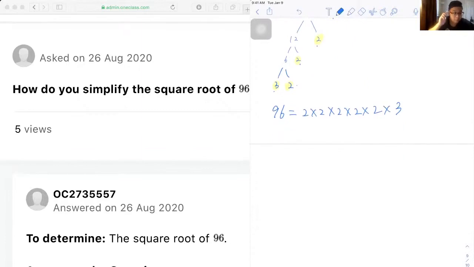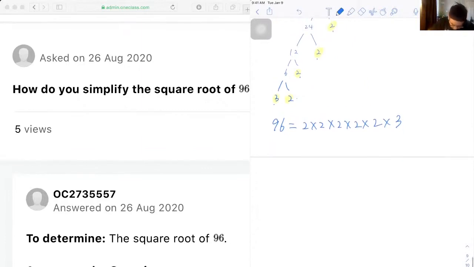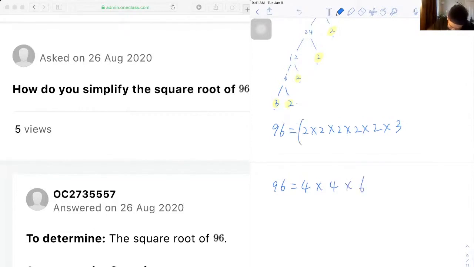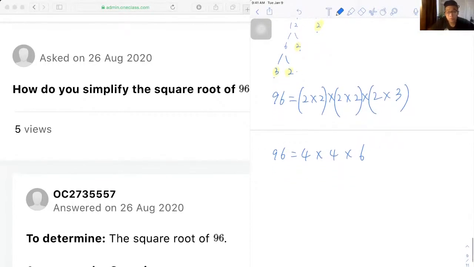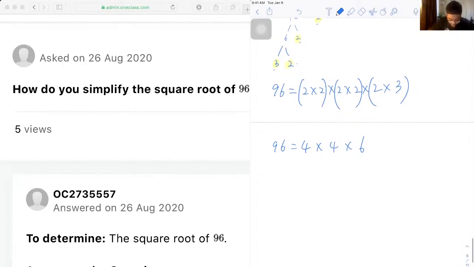And then we need to simplify further. So we get 96 is equal to 4 times 4 times 6. So we're just grouping the numbers. Okay, so 2 times 2 is equal to 4, and 2 times 3 is equal to 6. Okay, and the reason why we're doing this is because that is a perfect square.